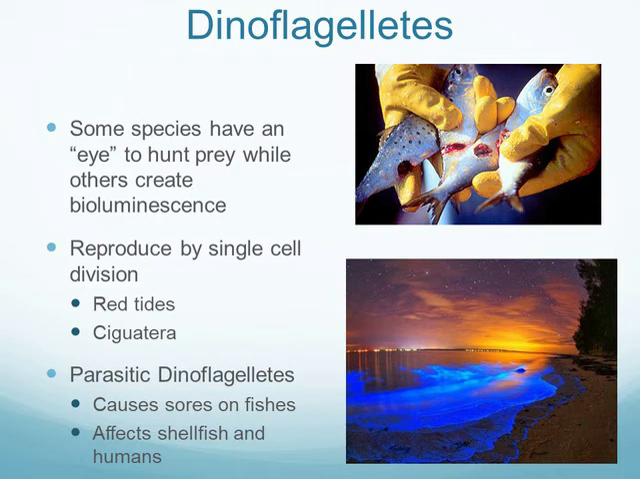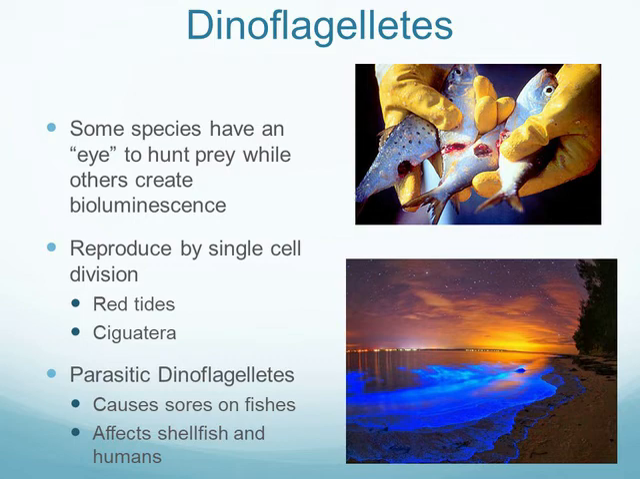Some species of these dinoflagellates are known to hunt prey, and they have what they call an eye, but it's not really an eye that you would think of like how we have eyes and we can see. They look for changes in light, so it would be a light sensitive eye, and it helps them hunt for prey. And some other ones can actually bioluminesce. So that image on the bottom right hand corner there are dinoflagellates who are bioluminescing in the evening, and they're creating their own light.